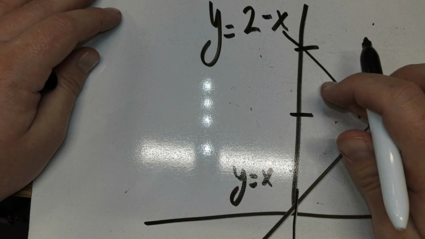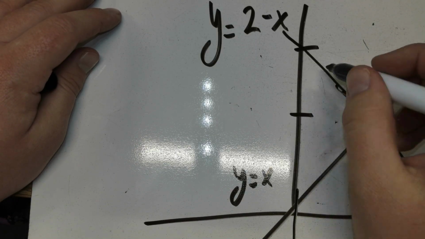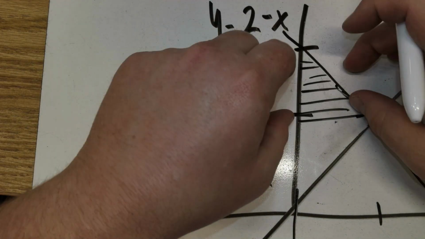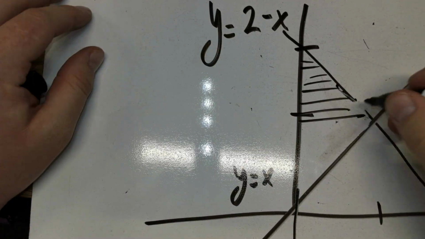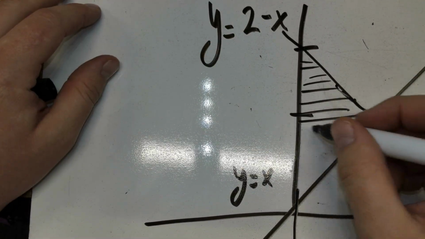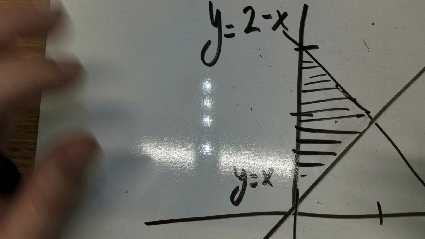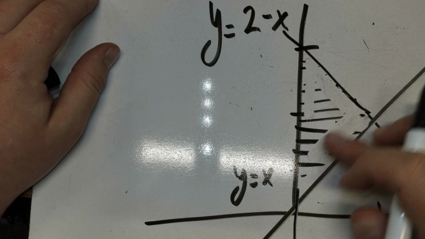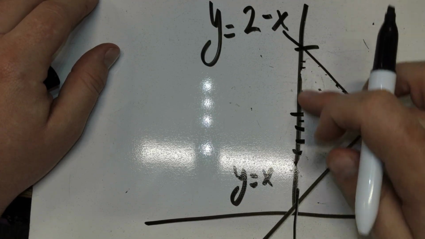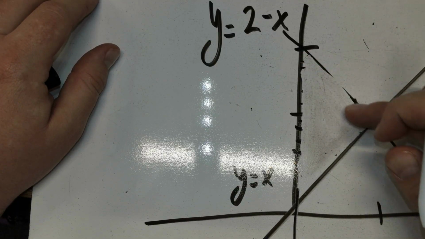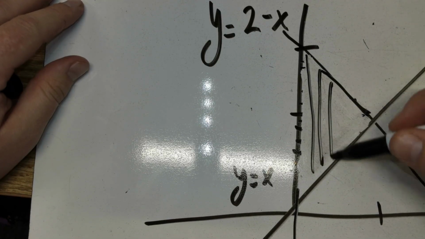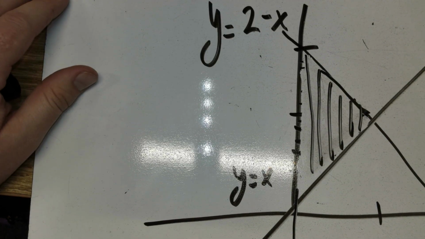Because had I chosen the other way, somewhere in here, I would have to switch. This is between x equals 0 and this thing, then it becomes x equals 0 and this line. So I want my bounds to stay consistent. I want my lines to start and end at the same lines every time. So every time I'm starting at 2 minus x, every time I'm ending at y equals x.